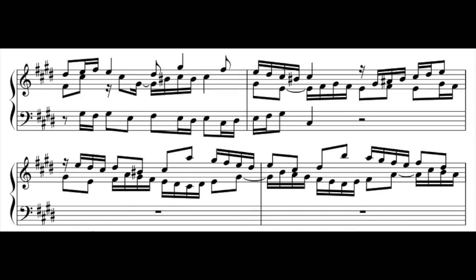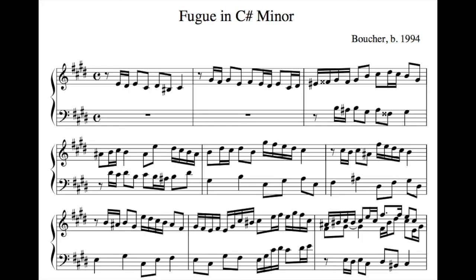Now, with sequences, most of the time they're going to be in stepwise motion. So going, I didn't number the measures. Going back to the G sharp minor sequence, hear that? It breaks there, but then. That's the end of our exposition.